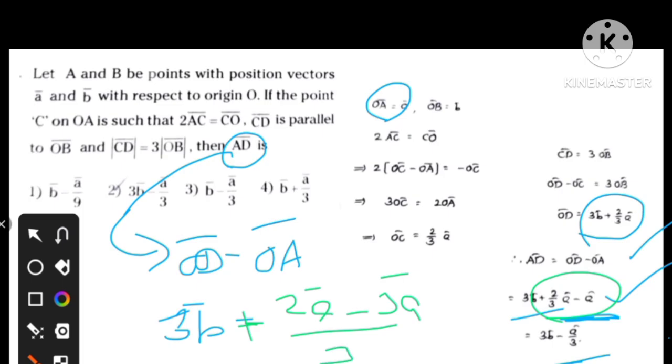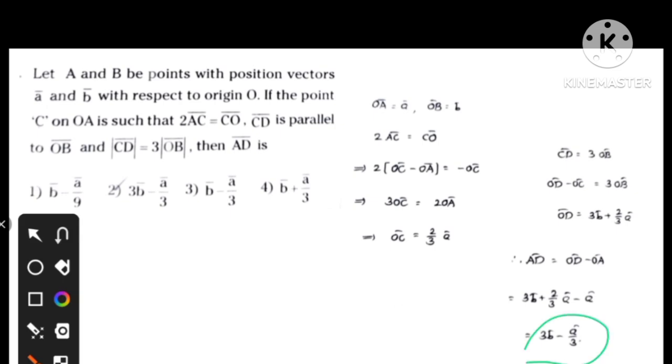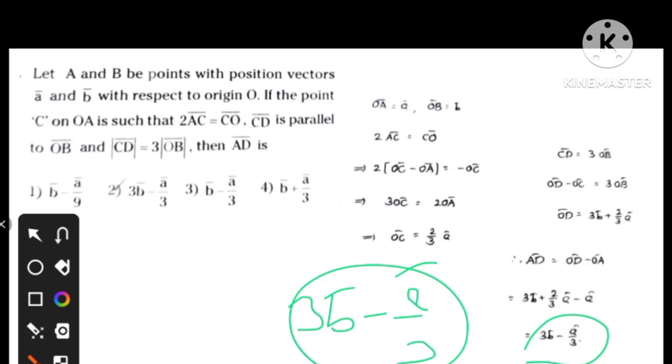That is minus a bar by 3. So finally you get the answer equal to 3b bar minus a bar by 3, which is nothing but the AD bar value, that is the second option.